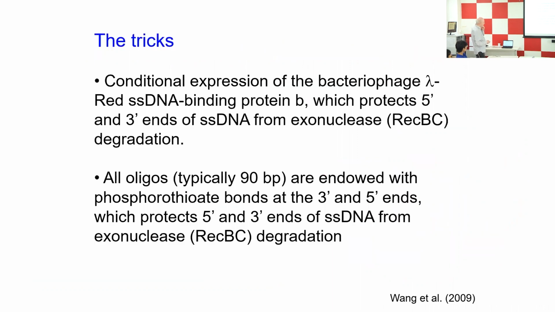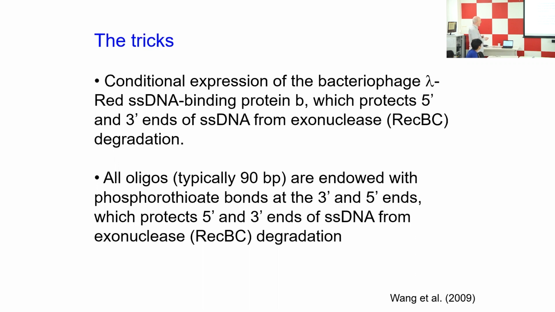So the trick that is behind this possibility of making many mutations at the same time is that it is possible to conditionally express protein B, that is the recombinase that enables the incorporation of oligos into the replication fork, because it protects the 3' ends from the degradation of exonucleases. So you take bacterial cells and you transform just, not PCR, but single-stranded DNA, then that DNA will likely be destroyed because of the nucleases, okay?